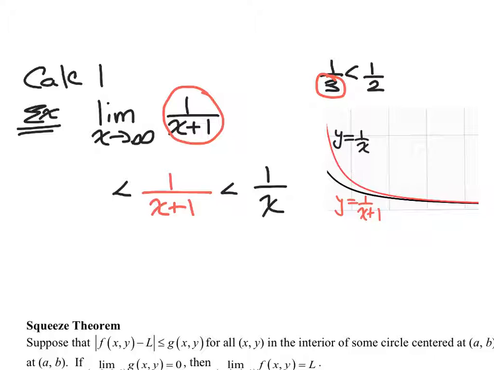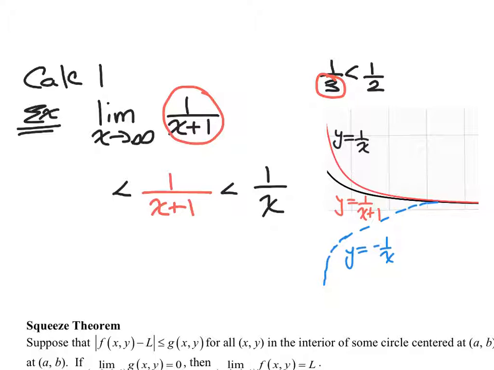All I have to do is reflect y equals 1/x over the x-axis, and I'll get something that's going to naturally bound it on the low side. So it's going to look something like this. Both are going to have the same horizontal asymptote, so they're going to converge for extreme values of x. And this function y equals 1/(x+1) is always going to be trapped in between.